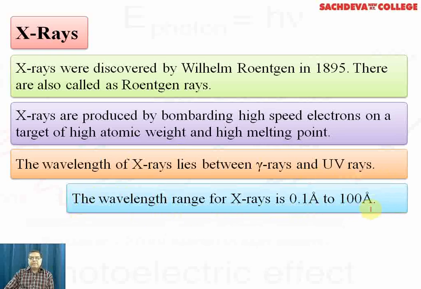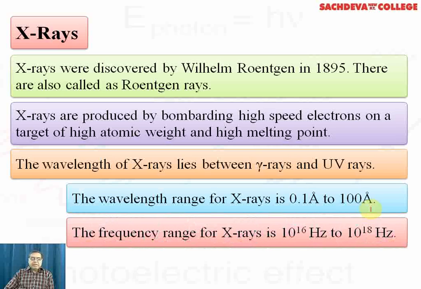You can recollect that 1 angstrom unit means 10 to the power minus 10 meters or 10 to the power minus 8 centimeters. The frequency range of X-rays is about 10 to the power 16 hertz to about 10 to the power 18 hertz. But if we speak more elaborately, in our experiments we find that it generally varies from 10 to the power 18 to 10 to the power 19 hertz. 10 to the power 19 hertz stands for hard X-rays and 10 to the power 18 for soft X-rays.